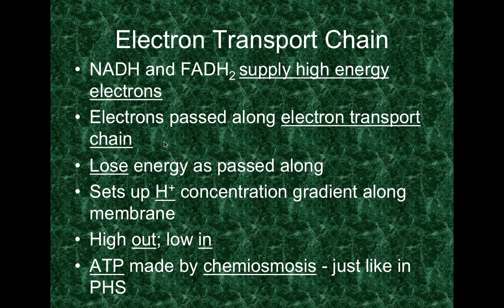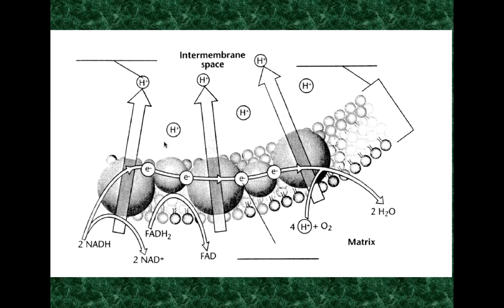But let's review the different things that are happening here in the electron transport chain. So the electron transport chain uses the high-energy electrons produced by the Krebs cycle to move hydrogen ions from one side of the inner membrane to the other.